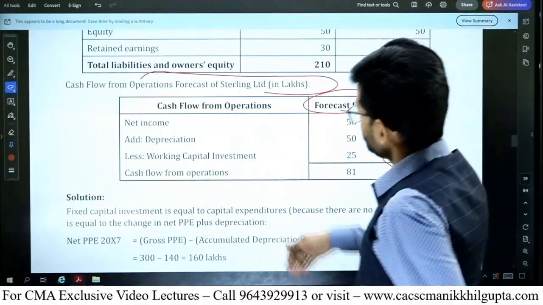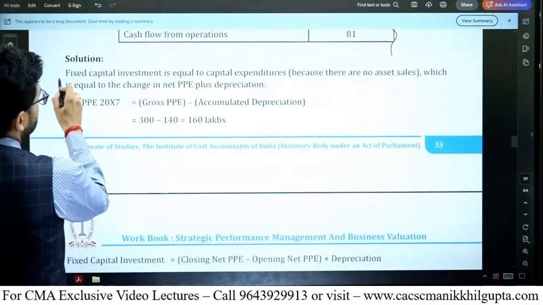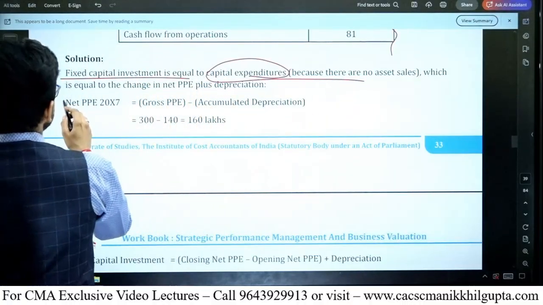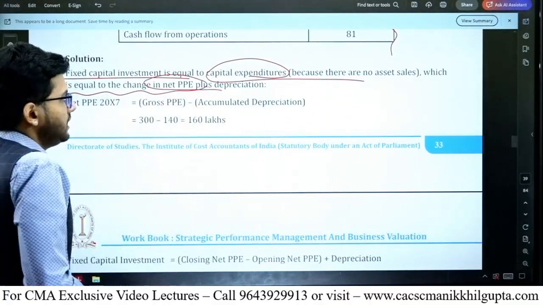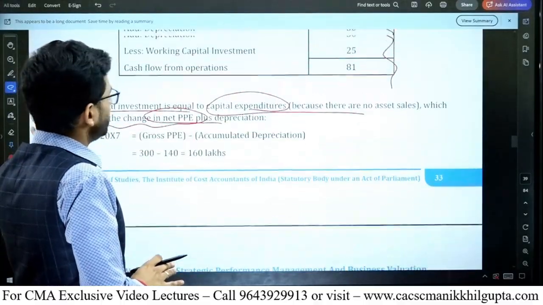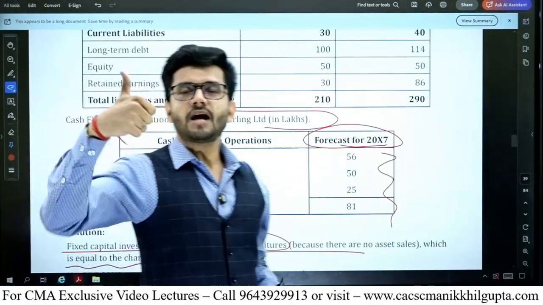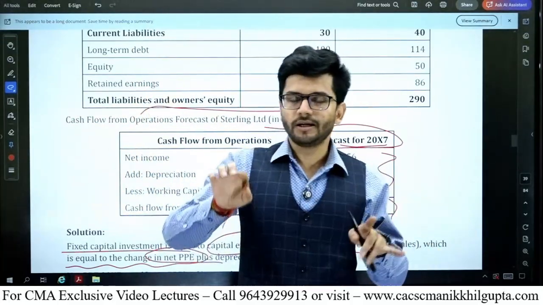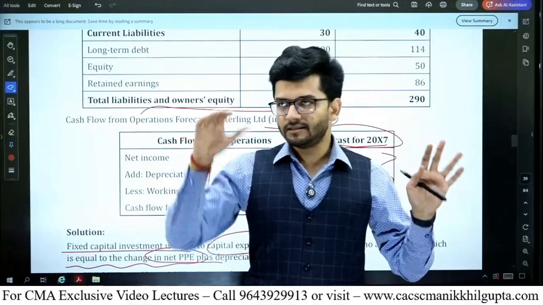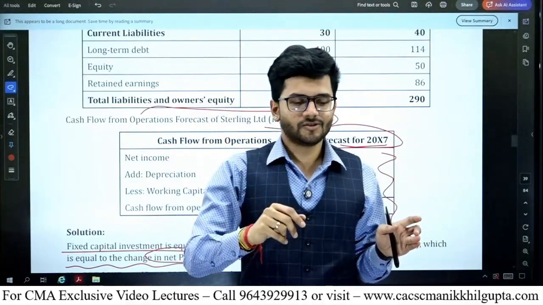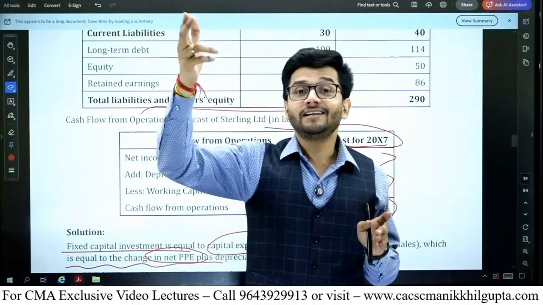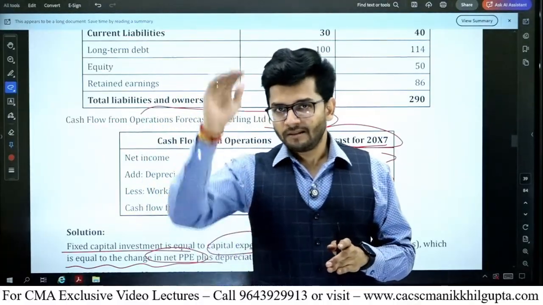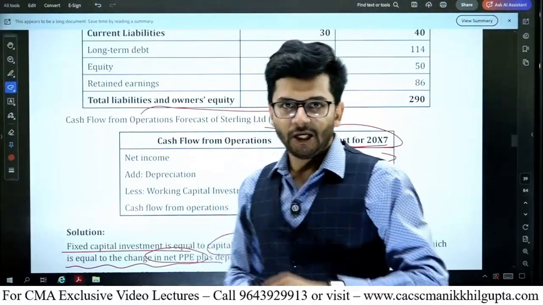Okay, I need to calculate the expected cash flow. So fixed capital investment is equal to the capital expenditure because there is no assets sales, which is equal to the change in net PPE plus depreciation. Now guys, for calculating the free cash flow from equity, we need to start with what? We need to start with the net income, then we have to reduce the FCI from it, we have to reduce the WCI from it, and we have to add the borrowings to it. This is how we calculate the free cash flow to equity, right?